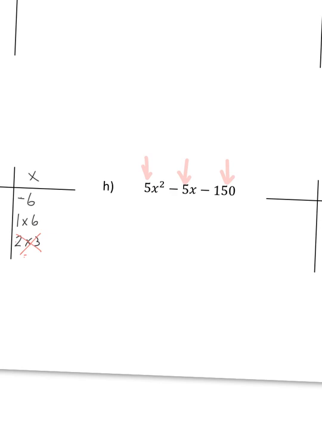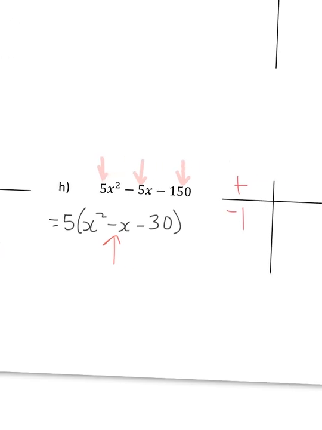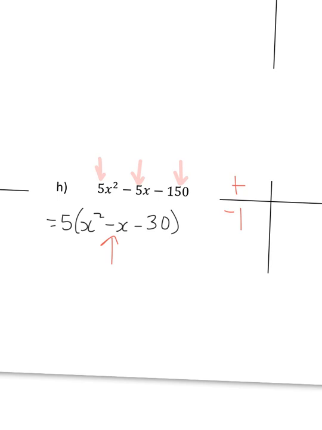I'll let you finish this one off on your own, but we'll pull out that 5 first, and this is what we're left with. 150 divided by 5, that's going to give me 30. So now I'm adding to negative 1. Careful there. And I'm going to multiply to the negative 30. Okay? So think of two numbers that are going to do the job. There's quite a few numbers that are going to multiply to 30, but one of them has to be a negative.